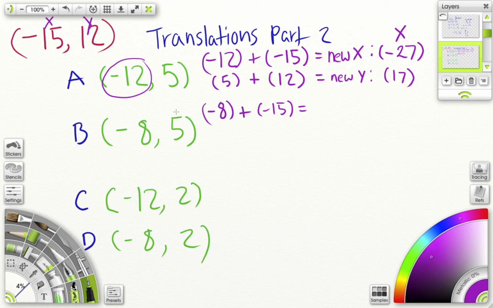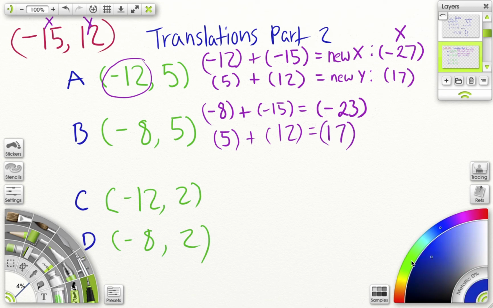That's kind of the nice thing about it, you know which direction you're moving. So negative 8 plus negative 15 is negative 23. That's my new x coordinate. My new y is I take positive 5 and I add positive 12 to it, which equals positive 17. So I'm just going to write out these coordinates nicely.